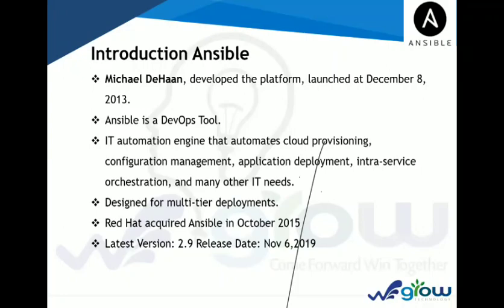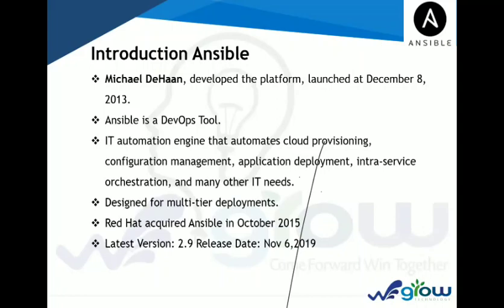It is a DevOps tool, an IT automation tool, an orchestration tool, and infrastructure as code. So not many definitions can be given to Ansible, and that's why it is booming in the market. It emerged on December 8, 2013, and the co-founder was Michael DeHaan, and it is designed for multi-tier deployments.